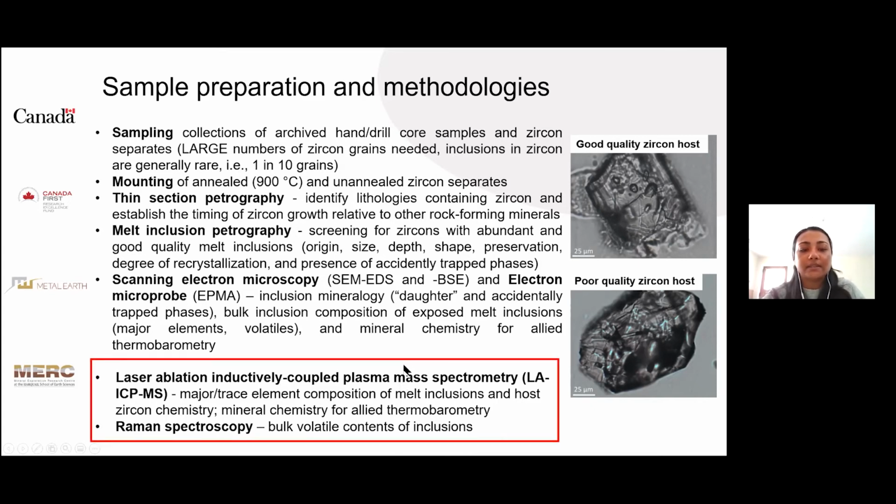Scanning electron microscopy is used to look at the bulk inclusion composition of exposed melt inclusions, and electron microprobe is going to be used to obtain some major element chemistry and mineral chemistry for allied thermobarometry. The main technique that we'll be using is LA-ICP-MS to quantify major and trace element composition for both the melt inclusions as well as the host zircon. And we'll also be doing some Raman spectroscopy to assess the volatiles of the mineral inclusions.